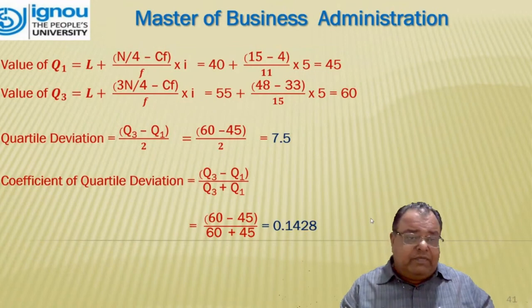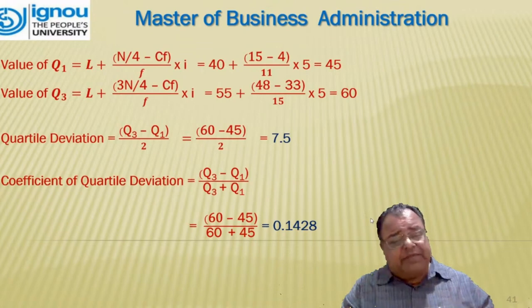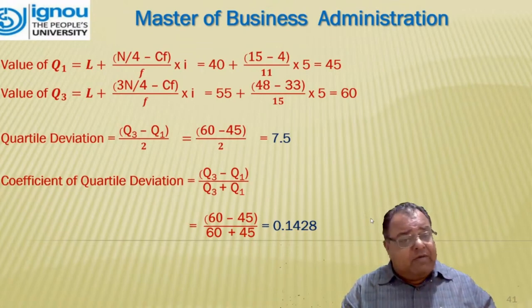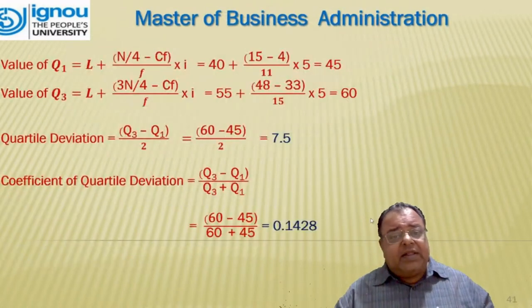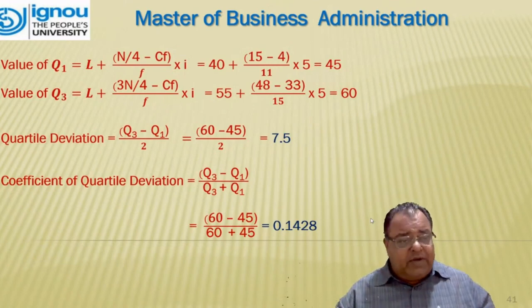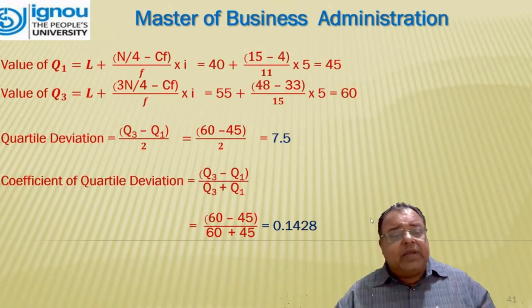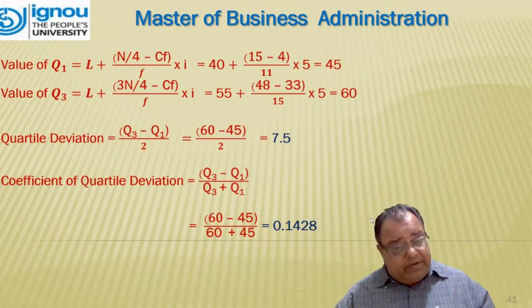Now, these are the formulas for calculating Q1 and Q3. Q1 is L plus N by 4 minus CF upon F into I. From this, we can take up the values. That is 40 plus 15 minus 4 by 11 into 5, which comes out to be 45. Similarly, for Q3, that will be L plus 3N by 4 minus CF upon F into I. We get 60. Quartile deviation is Q3 minus Q1 by 2, which comes out to be 7.5.